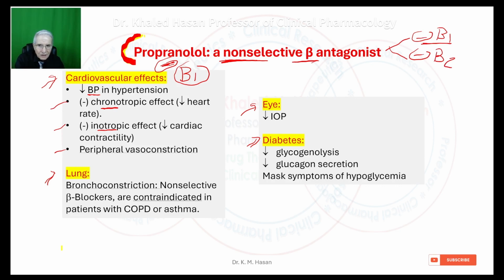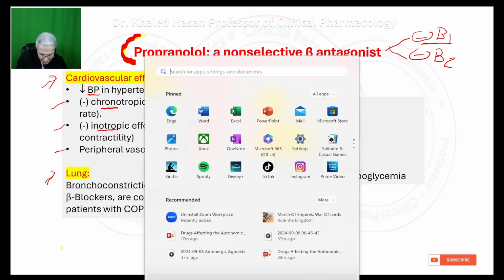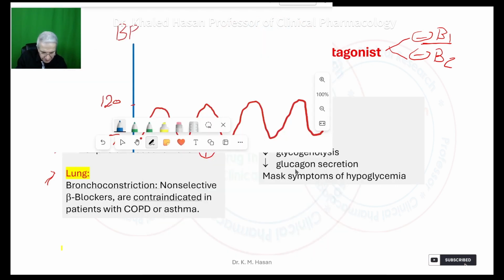Let me repeat that. The propranolol effects on the heart: number one, decrease heart rate. Number two, decrease contractility. Number three, decreased blood pressure. Number four, some patients may suffer from peripheral vasoconstriction, and we have the explanation for that. I prefer to go to the whiteboard again and explain what happened there in order to understand the concept.